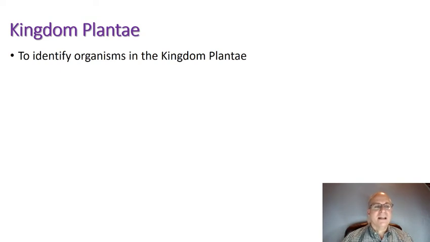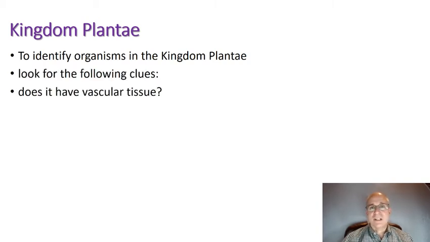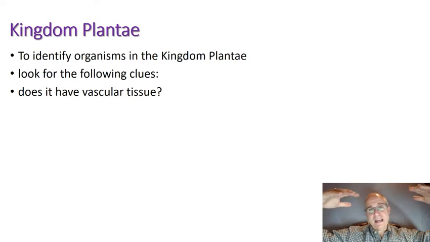Now, when we're identifying plants or organisms in the kingdom Plantae, a few things that you want to be looking for. You want to ask yourself, does it have vascular tissue? Now, vascular tissue represents a series of tubes. Some of the tubes are going to be able to take water from the roots and bring it up to the stems and the leaves, and that's called xylem. Other tubes are going to be going from the leaves, traveling down through the stem to the roots, and that is called phloem. Plants that have this vascular tissue, the xylem and the phloem, are able to grow really big.